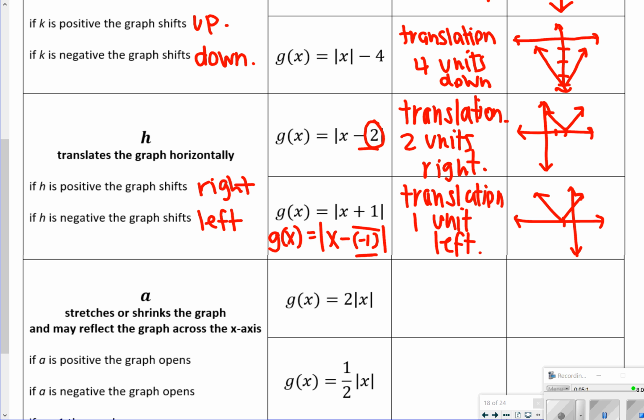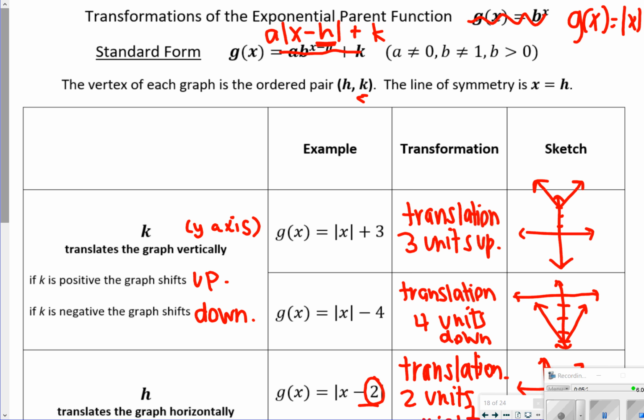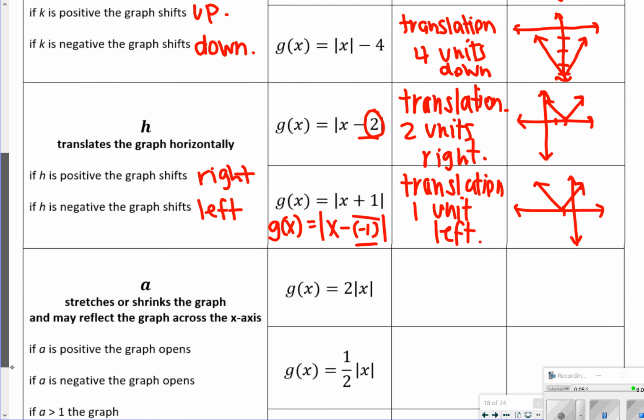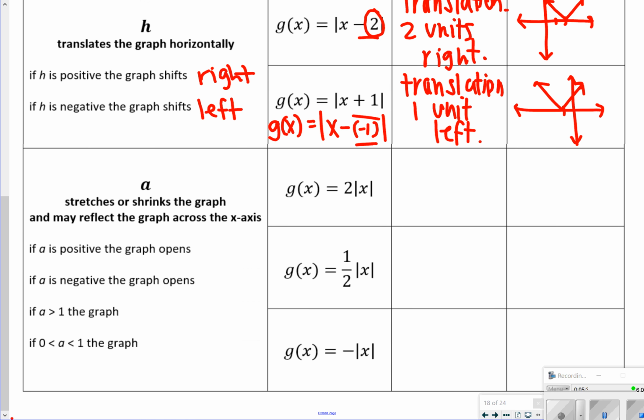Okay. The next part is A. So remember, A is located here at the very front, so right before the absolute value, and basically like you're multiplying that stuff in absolute value form. This one is going to be a stretch or a shrink in the graph and may reflect the graph across the x-axis. So we're going to talk about two different things here. If A is positive, the graph will open upward, but if A is negative, it opens downward.